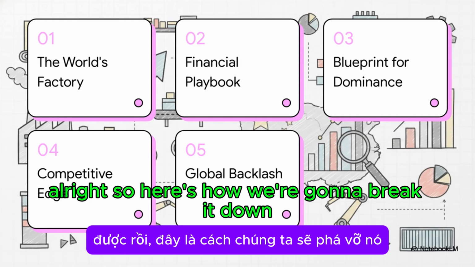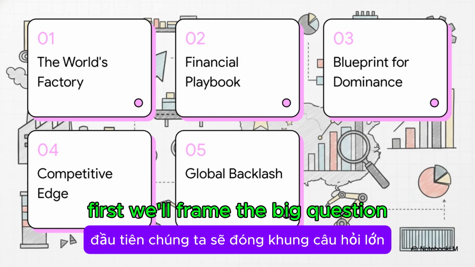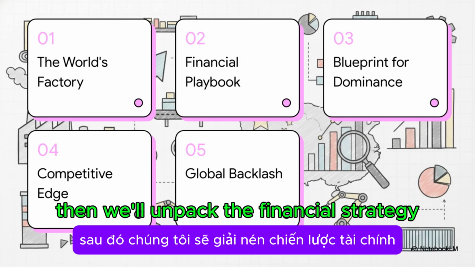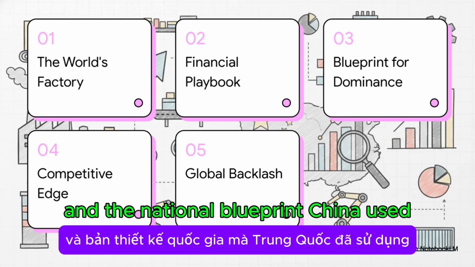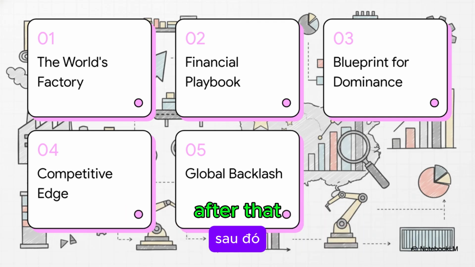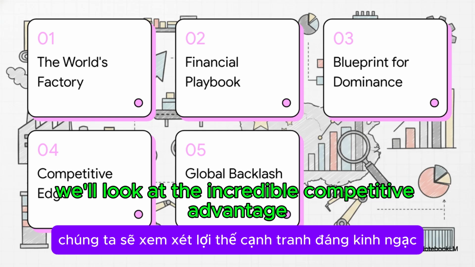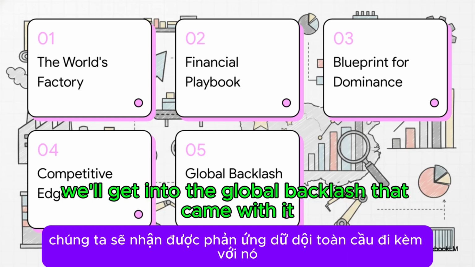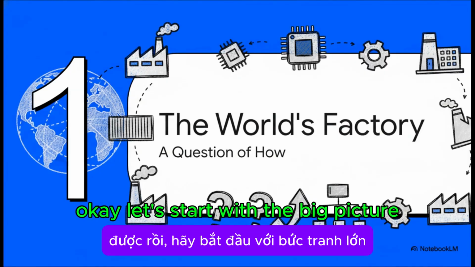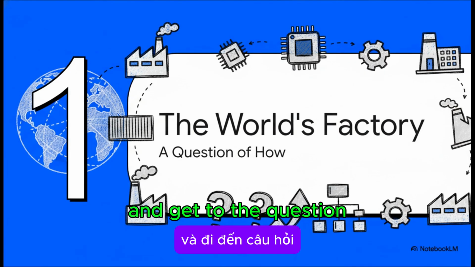All right, so here's how we're going to break it down. First, we'll frame the big question. Then, we'll unpack the financial strategy and the national blueprint China used. After that, we'll look at the incredible competitive advantage this created, and finally, we'll get into the global backlash that came with it.